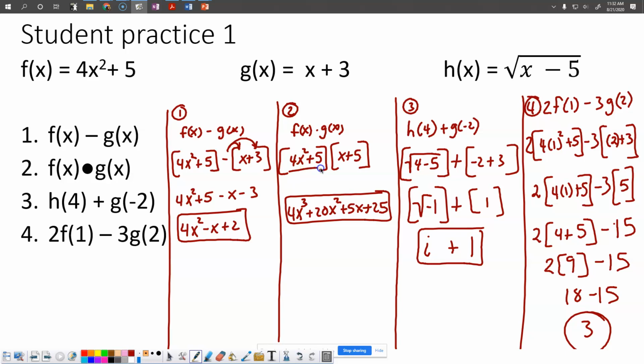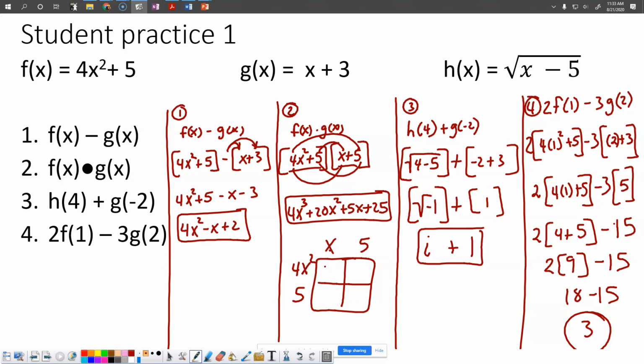Okay, so we need to multiply those together. Now, you could do it the FOIL way, which is first, outer, inner, last. Or you could do the box method if your teacher taught that. It doesn't matter which method you use.